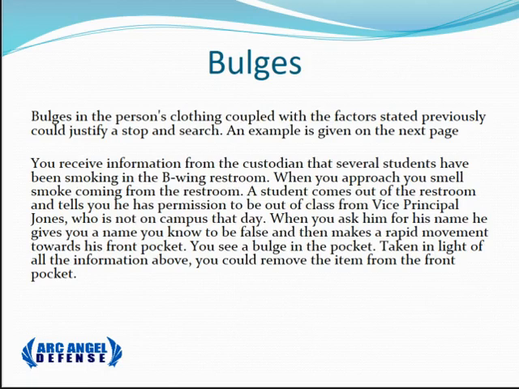When you ask him for his name, he gives you a name you know to be false, and then makes a rapid movement towards his front pocket. You see a bulge in his pocket. Taken in light of all of the information above, you could remove the item from the front pocket. This is where things are different for campus security guards as opposed to just regular security duty off of a school campus.